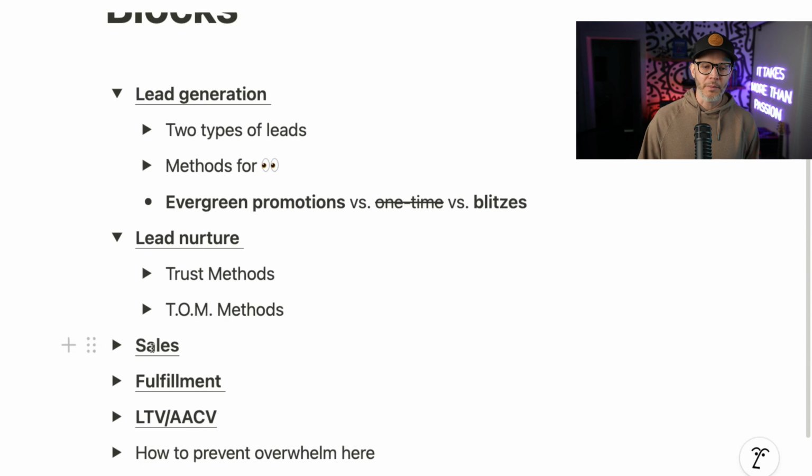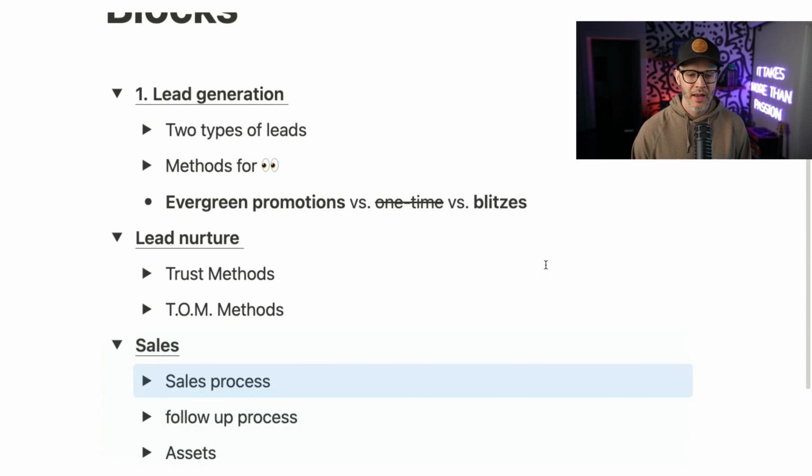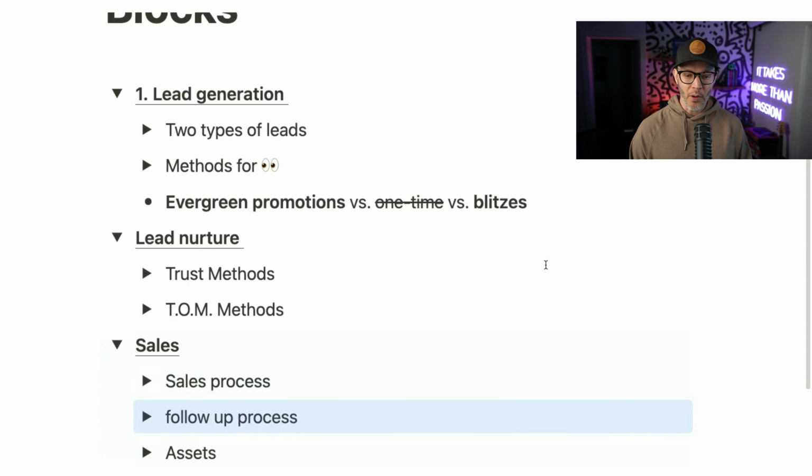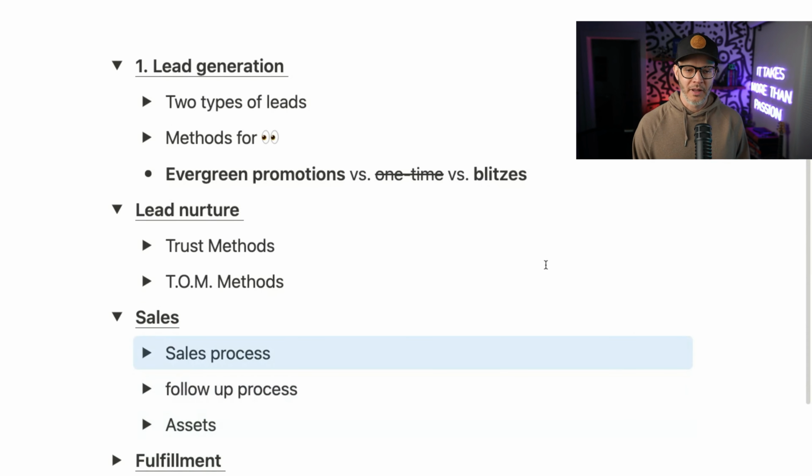But now we get into the third building block, and that is sales. Sales I've broken down into kind of three big buckets here. We've got a sales process. What is the actual sales process you go through? The follow-up process, and then the actual assets you need in order to sell people properly. Those are the three kind of big building blocks or the sub building blocks within sales.